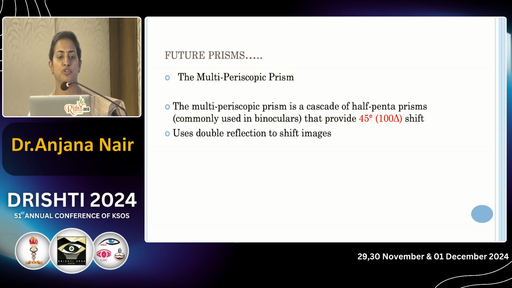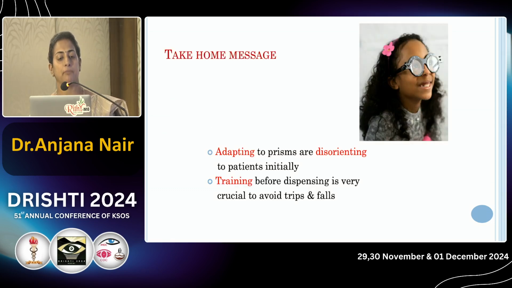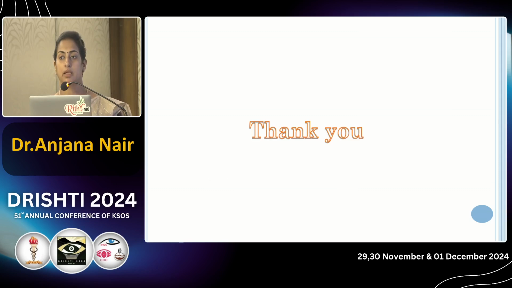So, the future of prisms is multi-periscopic prisms, which consist of a cascade of half penta prisms. It is used in binoculars usually. It provides a 45-degree shift, and it makes use of the principle of double reflection rather than refraction as in our regular prisms. So, adapting to prisms is often disorienting to patients initially, but training is very crucial to avoid trips and falls. Thank you.